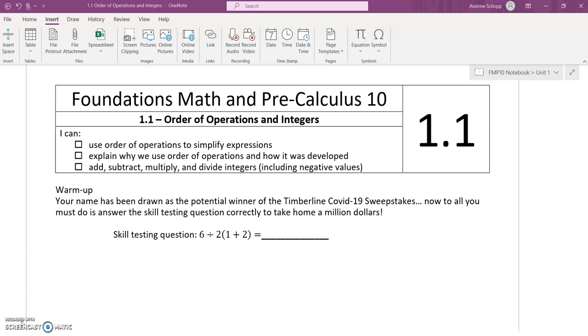In the Desmos activity above, you did a warm-up task about the Timberline COVID-19 sweepstakes and the skill testing question. You may not know, but in Canada, all sweepstakes must have some sort of skill requirement to be a winner. They can't just be random. So what they often do is add a skill testing question, and they often ask about mathematics and order of operations. The skill testing question I gave you was 6 divided by 2 times 1 plus 2. I'm not sure if you remember what your answer is, but I'll go through how to get the correct answer using order of operations here.